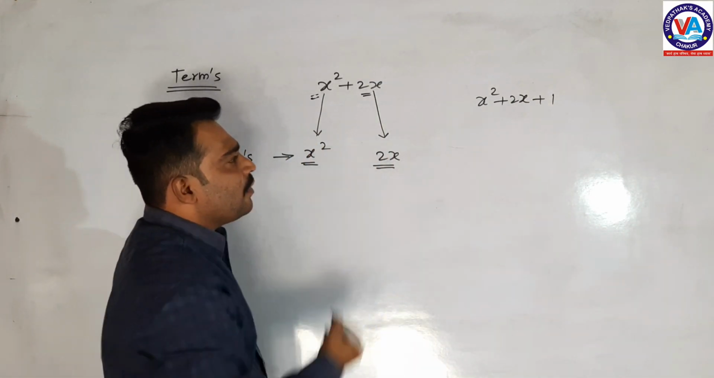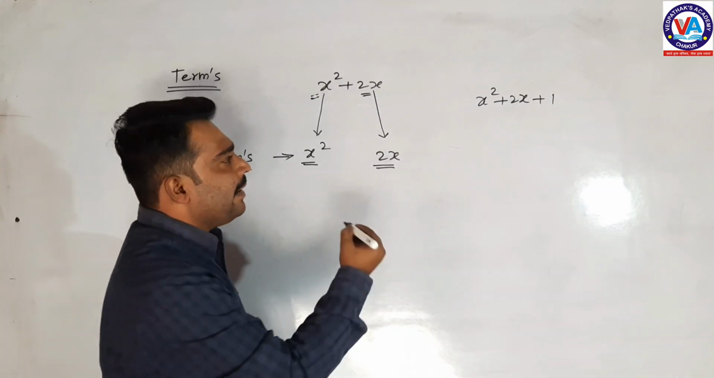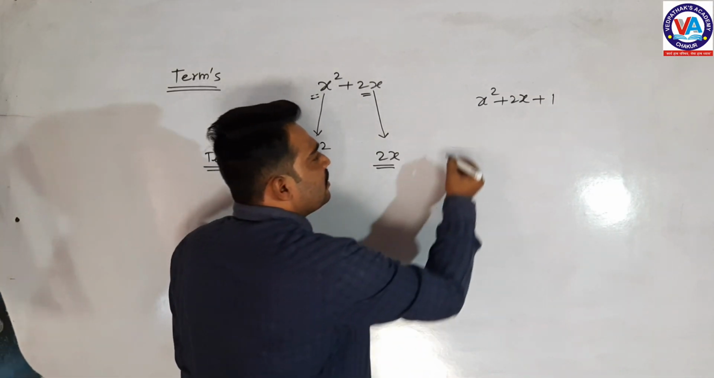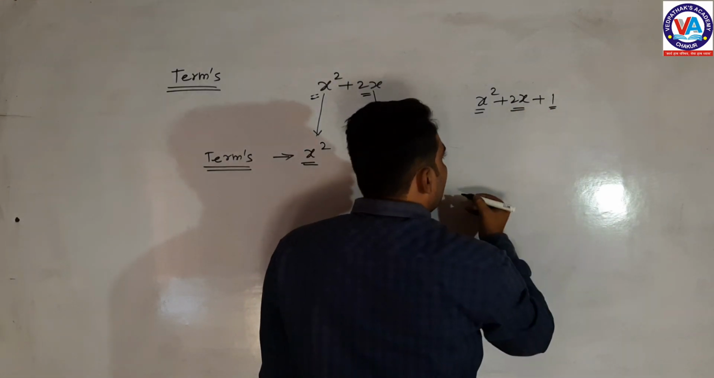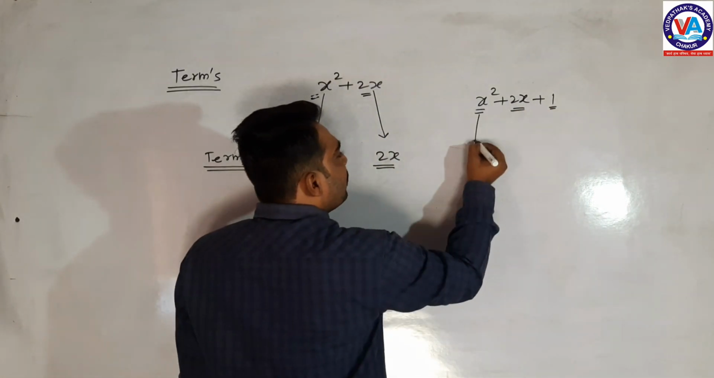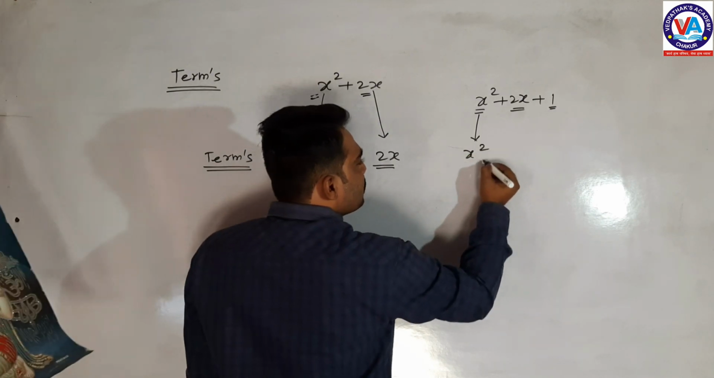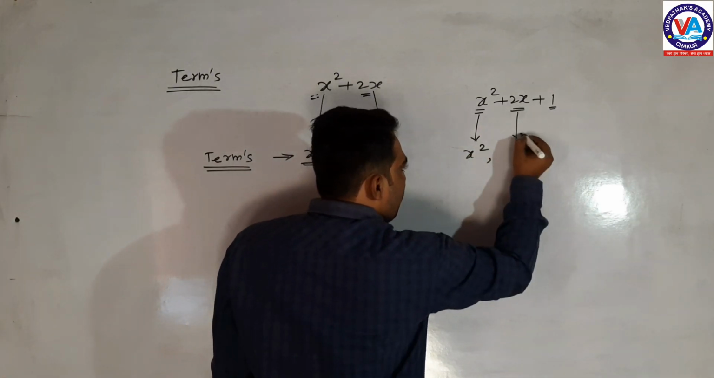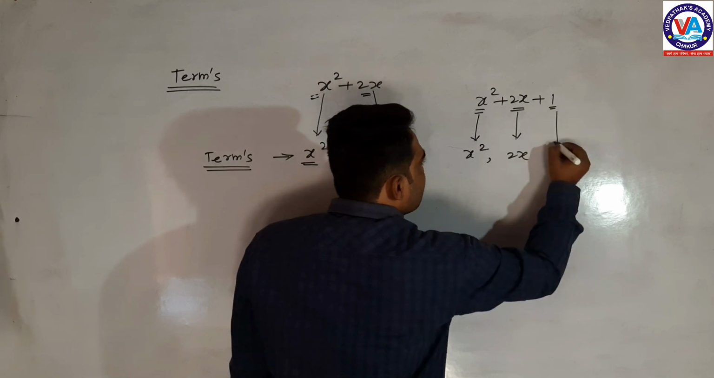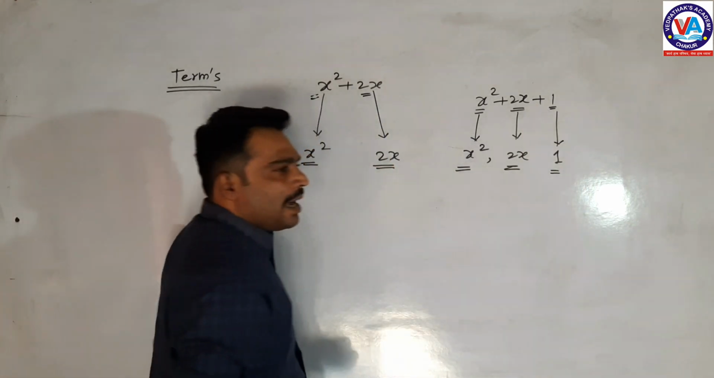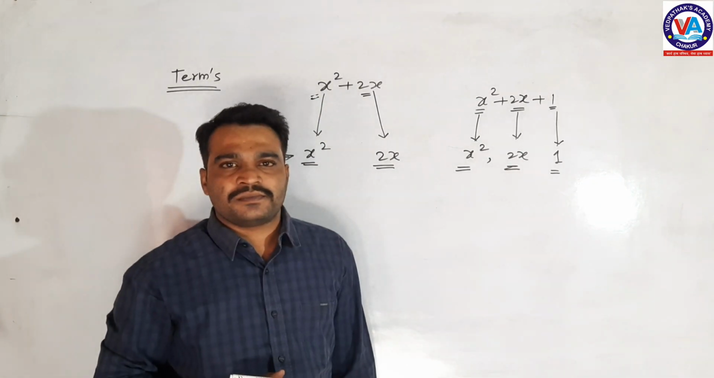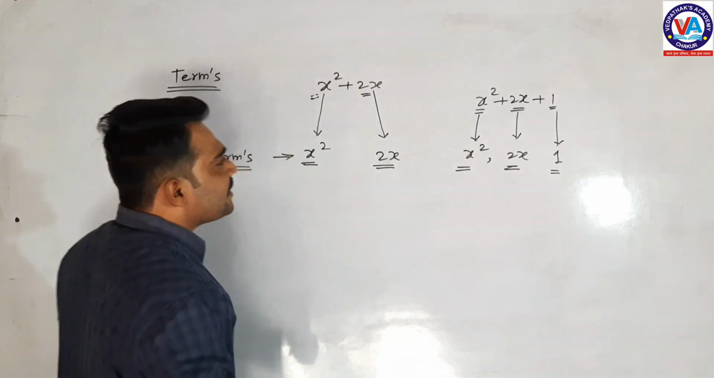And I told you, now tell me the terms in this polynomial. So this polynomial is made of three different algebraic expressions. My first algebraic expression is x square. The second one will be 2x. The third one will be 1. So this polynomial will have three terms. Yes. We'll take another example.